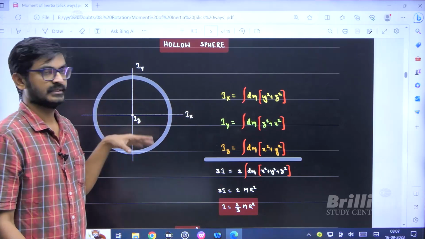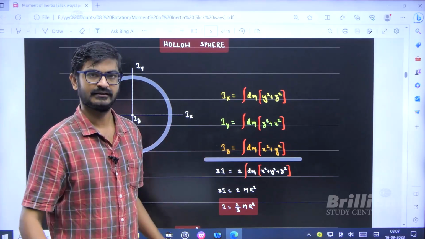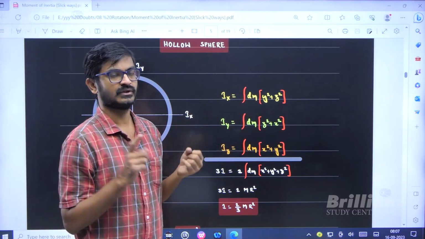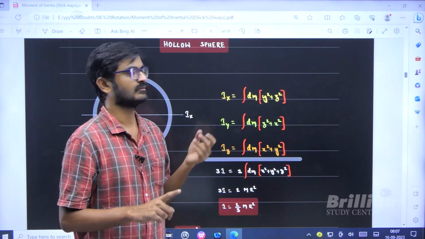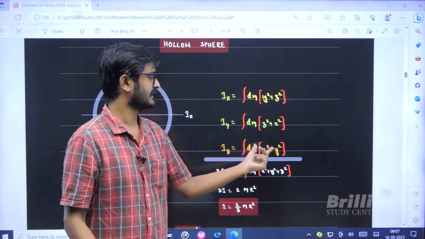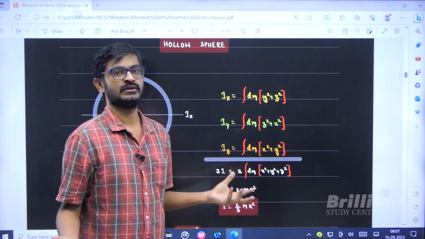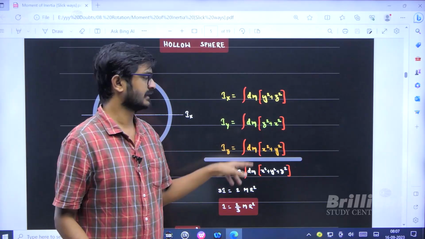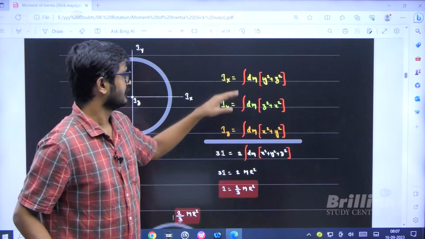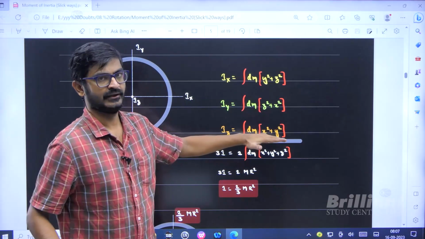Not only hollow sphere, this we can do for anything, no matter what the shape is. We can say if I take any one particle whose x coordinate is x, y coordinate is y, z coordinate is z, then the moment of inertia of that particle about the x axis will be this much, y axis will be this much, z axis will be this much. If you want to find the overall moment of inertia, then you should integrate. But it will turn out to be easy in a hollow sphere. So anyway, this part we can do for any object.